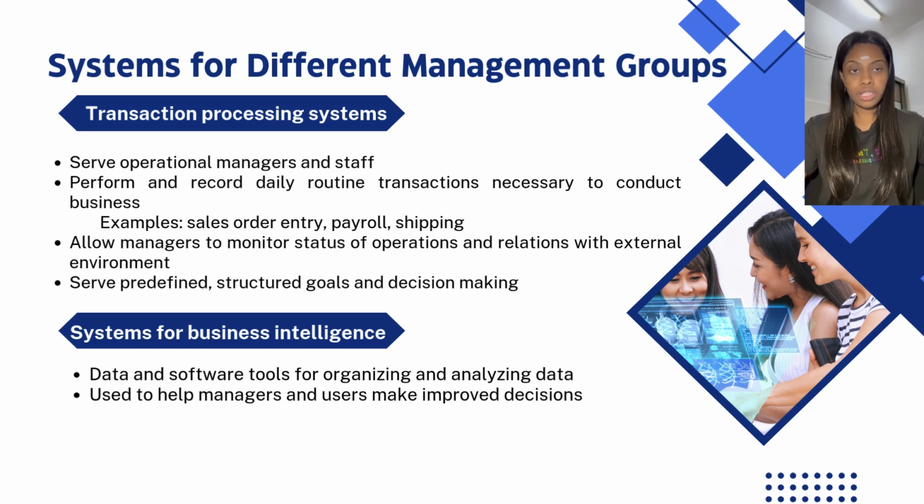So there are 5 types of systems for different management groups, starting with transaction processing systems. Transaction processing systems, the first one, are the backbone of any organization's daily operations. They serve operational managers and staff by performing and recording the routine transactions essential for conducting business.